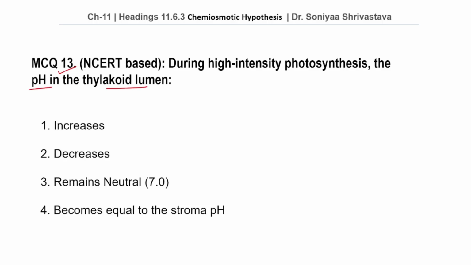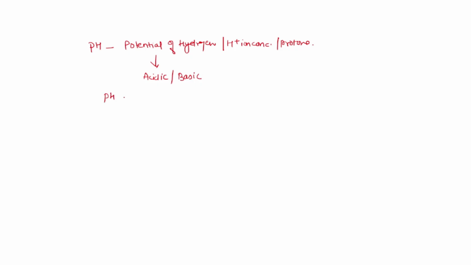So before coming to the options, let's first see what is pH. pH is the potential of hydrogen, or hydrogen ion concentration, or protons. It is the measurement used to determine how acidic or basic the solution is, and the pH scale typically ranges from 0 to 14, where 7 is neutral.